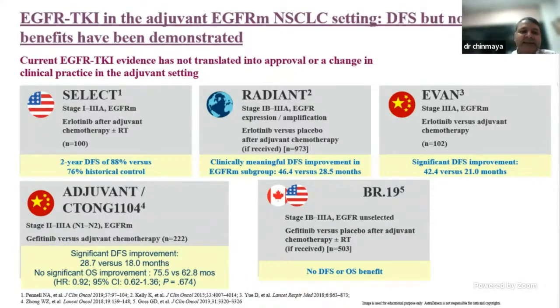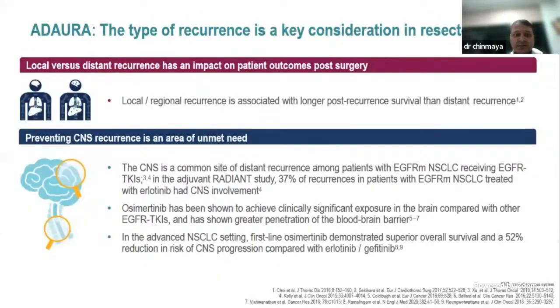Wow. And the ADJUVANT CTONG 1104 trial, stage 2 to stage 3A, N1 to N2, EGFR mutant, gefitinib versus adjuvant chemotherapy, significant DFS improvement, no OS. Then BR19, stage 1B to 3A, EGFR unselected, gefitinib versus placebo after adjuvant chemotherapy, no DFS, no OS. So somebody has given a meaningful benefit, somebody has given a significant DFS, but nobody has given overall survival. Though it is early data, overall survival has been seen, and also DFS is seen across all groups.